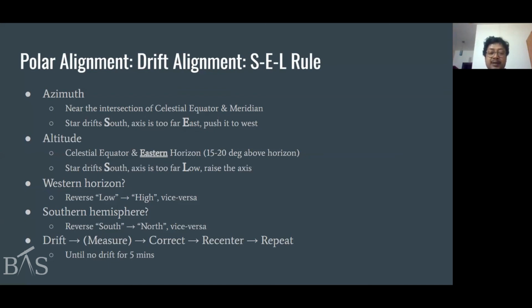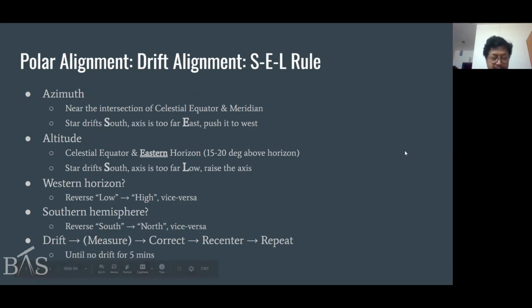So the drift alignment typically goes like this: you drift. If you're using software, you measure the drift. That gives you a visual and mathematical representation of how much the current error is. Then you correct whichever axis you're correcting. Then you recenter or reacquire a star, and you drift again, until there is no drift for 5 minutes.